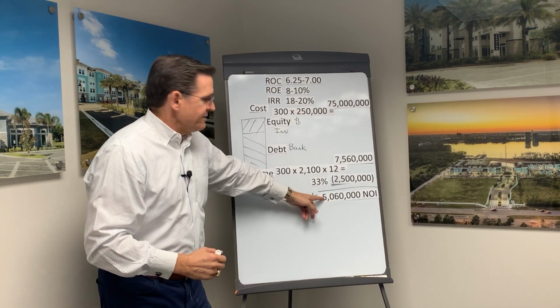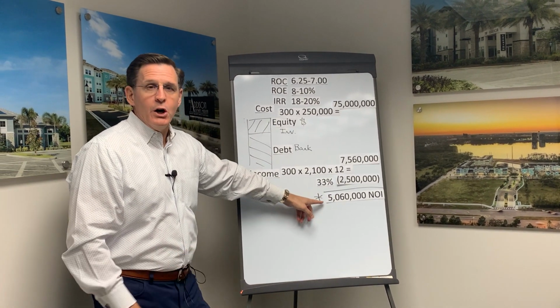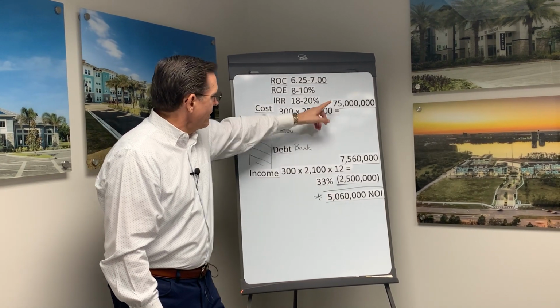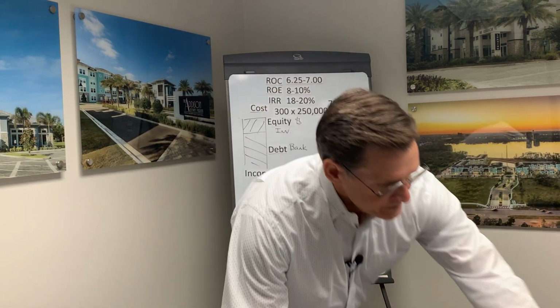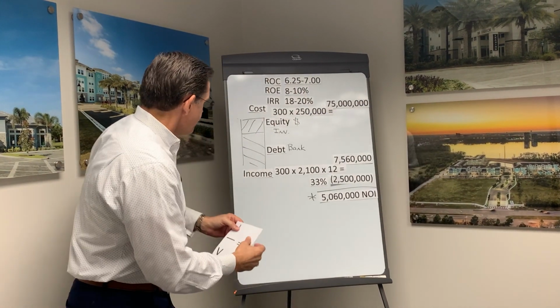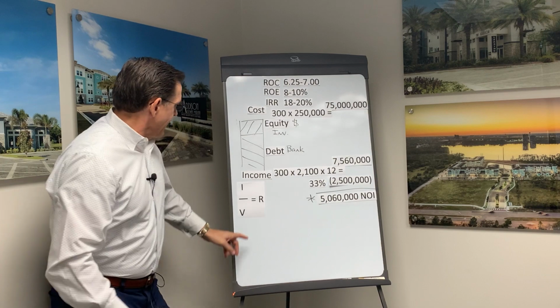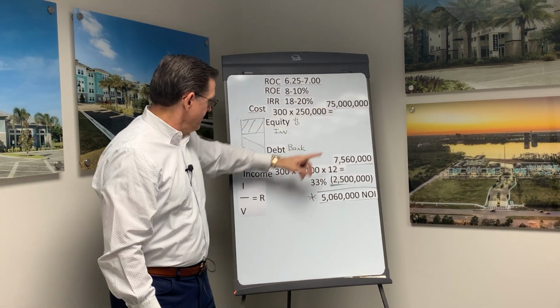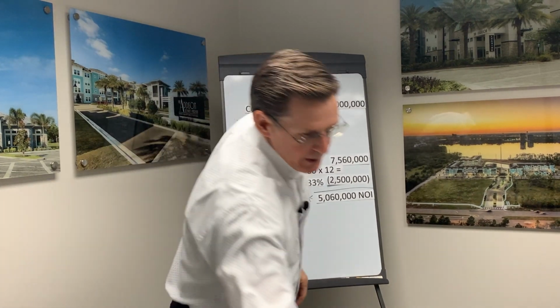We know what money is left over, and this is what we consider our unleveraged return, because we're not talking about debt. We paid all cash, and we know what our income is. We use a small formula. It's pretty simple. We divide it by the value, which is what it costs us to build the project at $75 million.